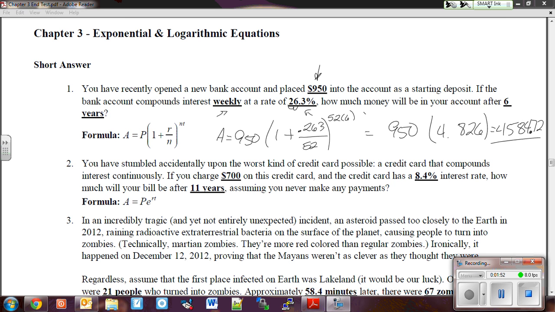Pretty good amount. All right, so number 2, you stumbled upon the worst kind of credit card possible. Credit card compounds interest continuously, so we're going to use this formula. If you charge $700 on this credit card and this is your interest rate, how much will you have after 11 years? So what we're going to do is A equals P, which is our principal, which is $700, times e raised to our rate. Now, 8.4%, but as a decimal, you got to move it over 2 places. So as a decimal, it is 0.084 times time, which is 11 years. Because remember, in these equations, your t has to be in years.